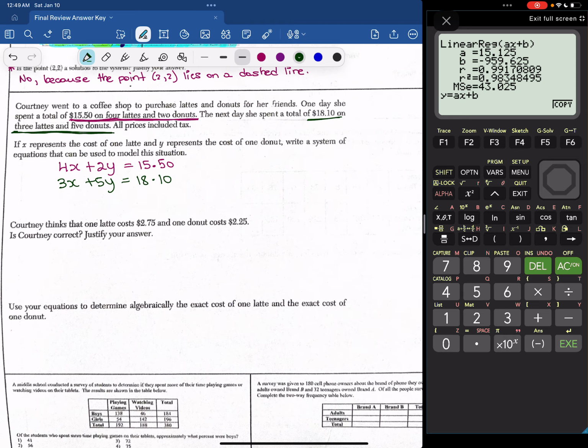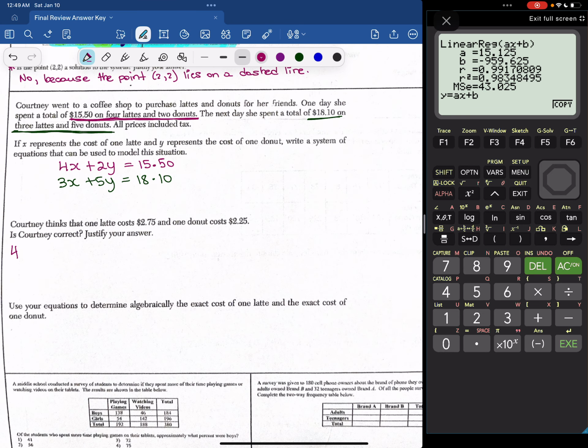So we're going to take our first equation, 4x, and we're going to substitute the price 2.75 for x, because Courtney thinks that the latte is 2.75, plus 2y, and we're going to substitute 2.25 for y, and all of that is equal to 15.50, right? This part of the equation, you can put it into the calculator. You can put that entire expression into the calculator.